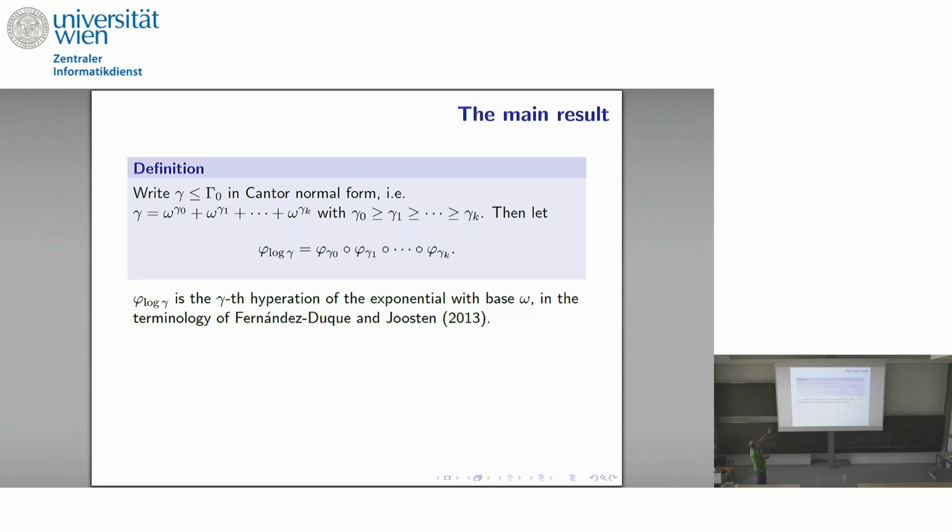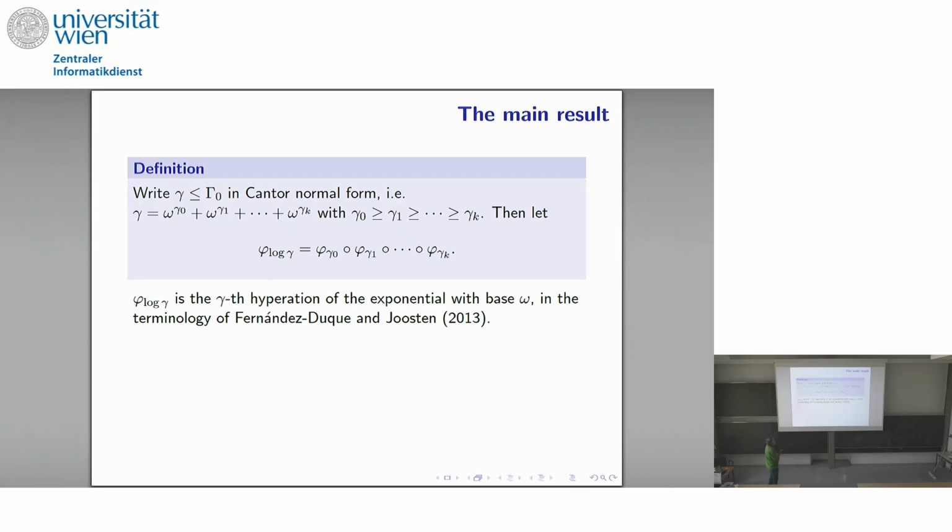You take the ordinal gamma, you write it in Cantor normal form, all obviously exponents are weakly decreasing, right? And then you define phi sub log gamma in our notation, like this. You take phi gamma naught, composed with phi gamma 1, and so on, composed with phi gamma k. These are the Veblen functions of indices gamma 0, gamma 1, etc.